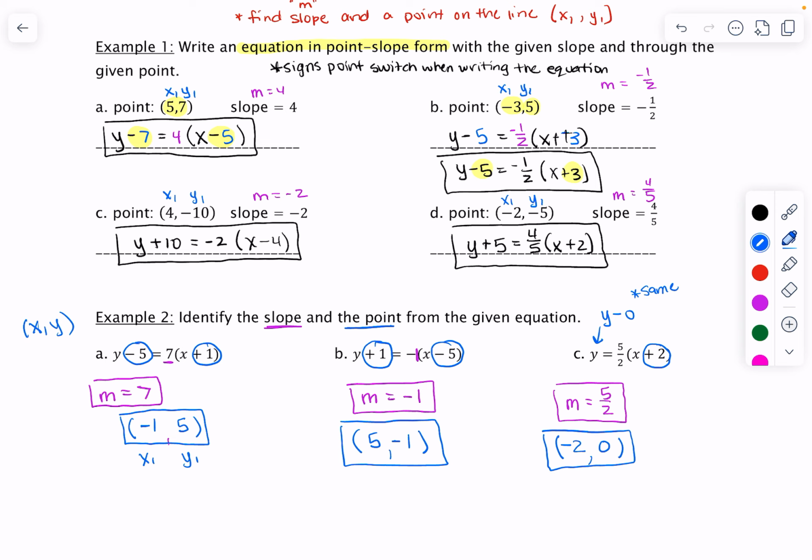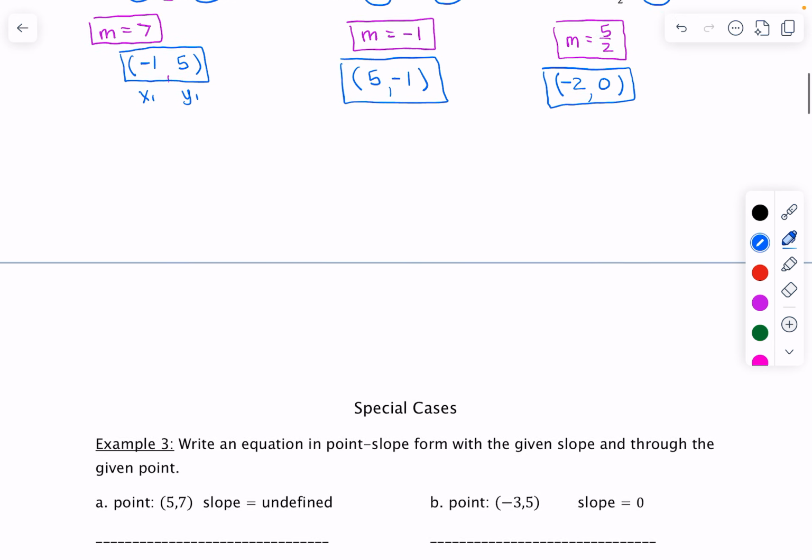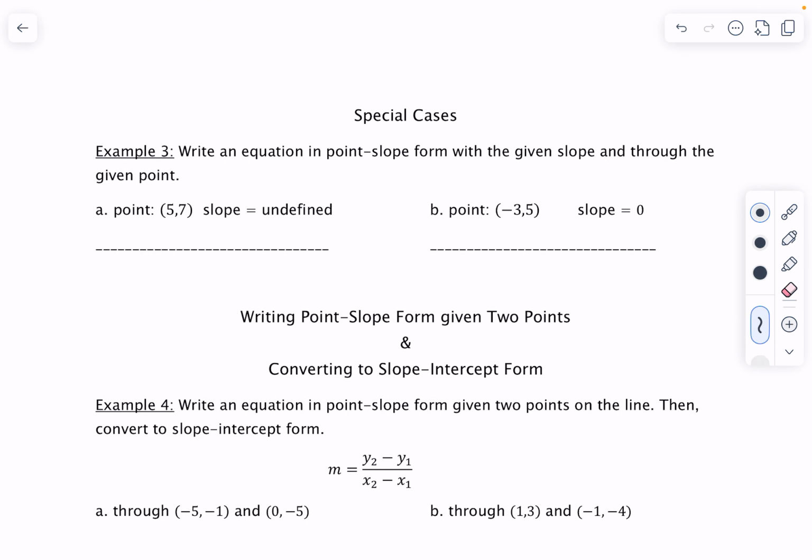So that's moving from point slope form. That's moving from a point and a slope to a point slope form, and then doing the reverse. Okay, there are a couple special cases, just like there were with y equals mx plus b.